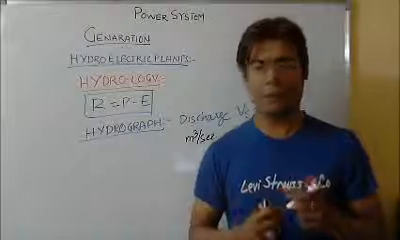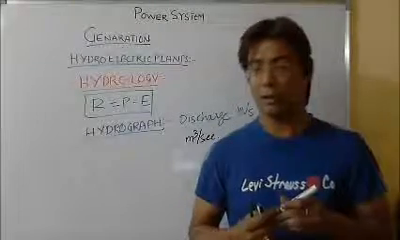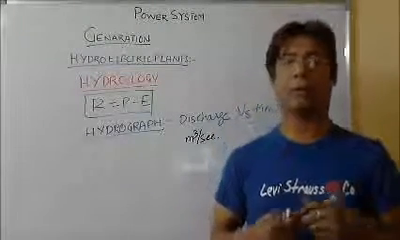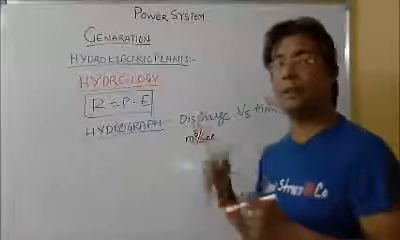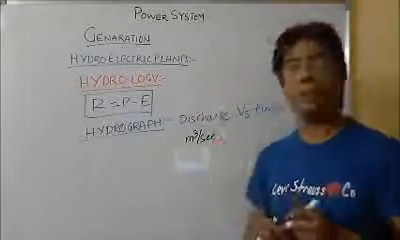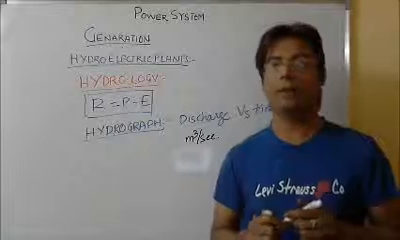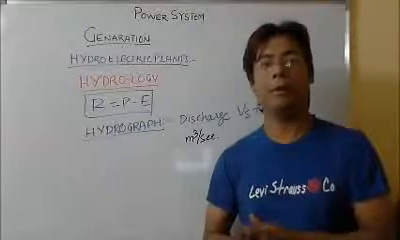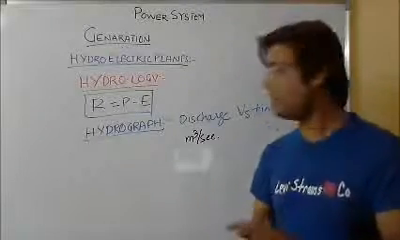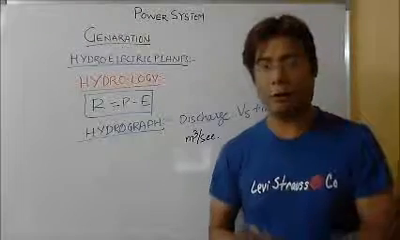That flow duration curve is also called the mass curve or the load duration curve, because the more the water flow, the more the discharge. As we have seen, the discharge is directly proportional to the power generated, so that will be equivalent to your load duration curve. We'll be discussing that load duration curve in a short while.